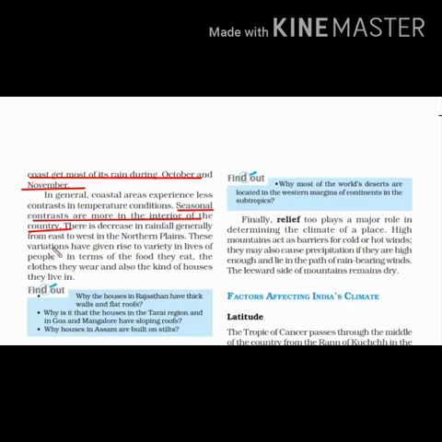Either it will be extreme humidity, or it will be extreme rainfall, because the sea is right there in front of you. It will not go anywhere. And due to these variations, it has given rise to variety in the lives of people in terms of the food they eat, the clothes they wear, and the kind of houses they live in.